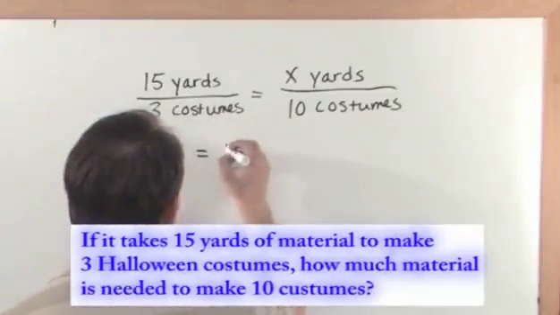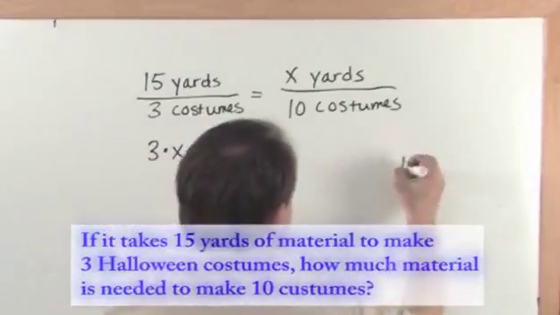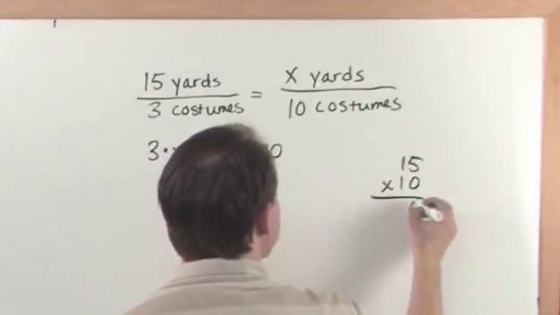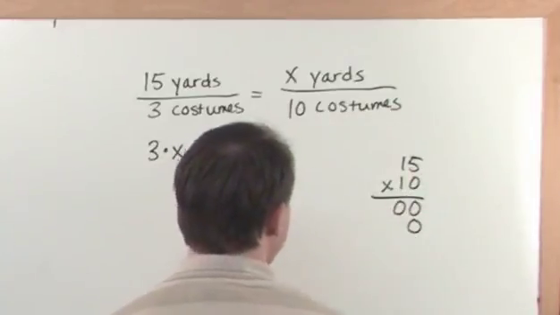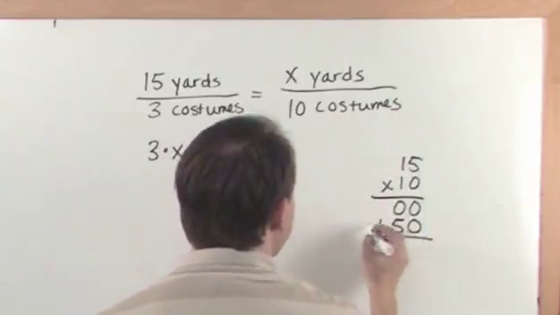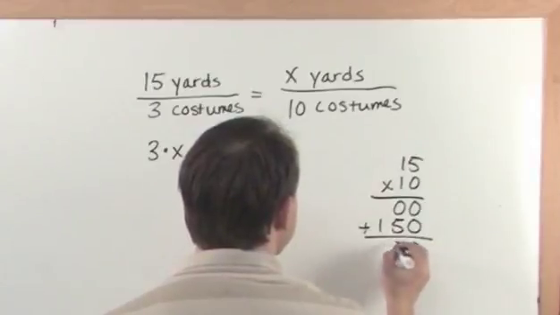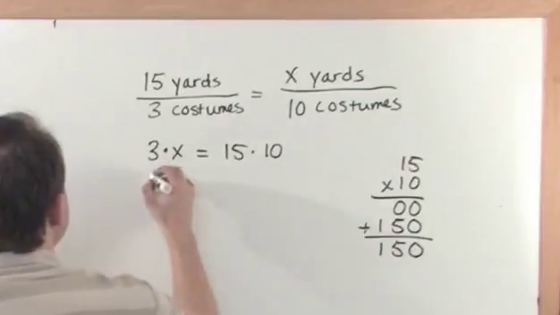15 times 10 is what's on the right-hand side. And if you don't remember what 15 times 10 is, you can just multiply it out. Okay? 0 times 5 is 0. 0 times 1 is 0. Moving to this digit, putting a 0 here. 1 times 5 is 5. 1 times 1 is 1, and we add them together. 0 plus 0 is 0. 5 plus 0 is 5. And the 1 just comes down here. So the answer on the right-hand side is 150.